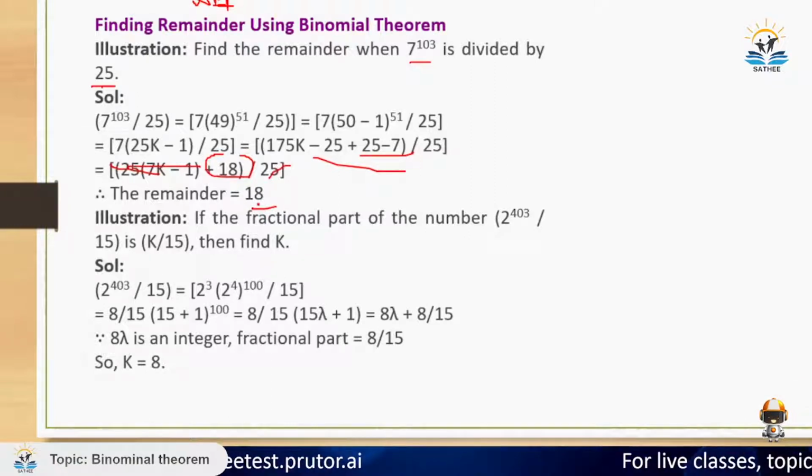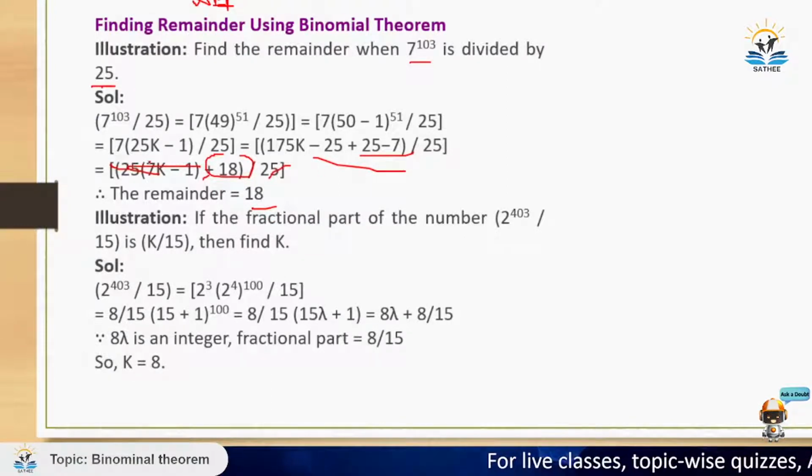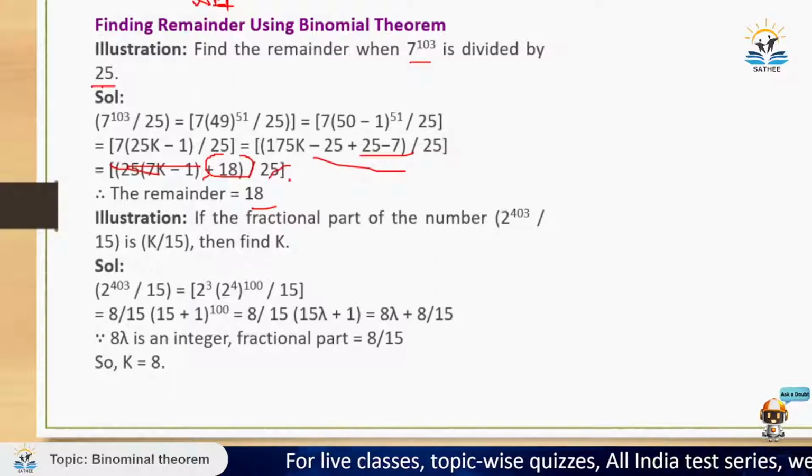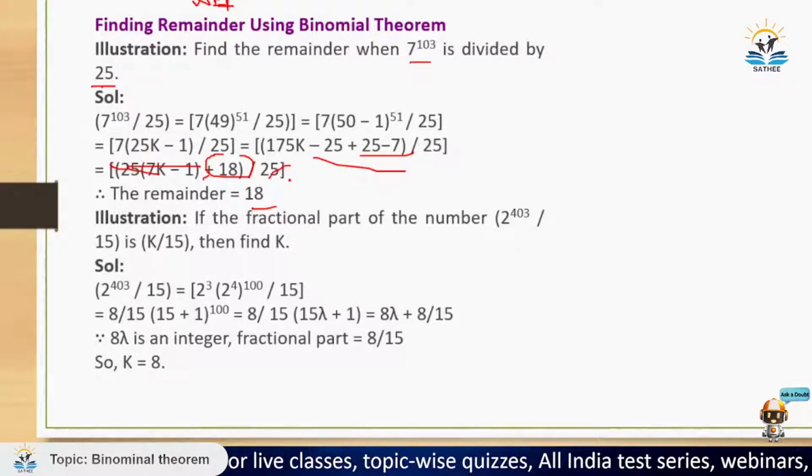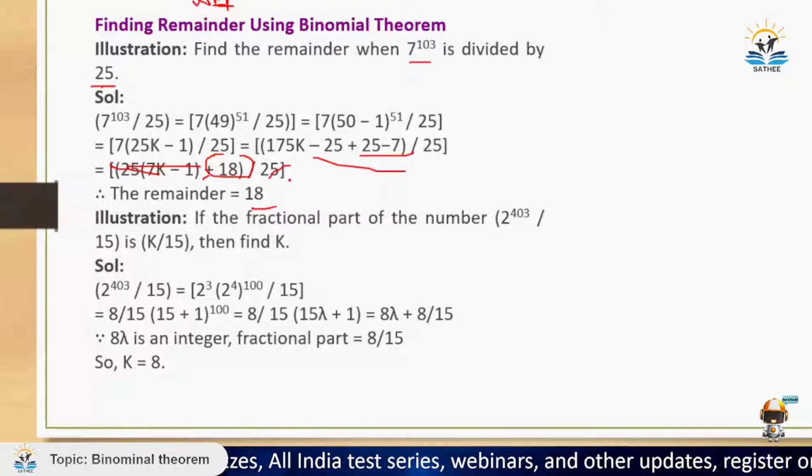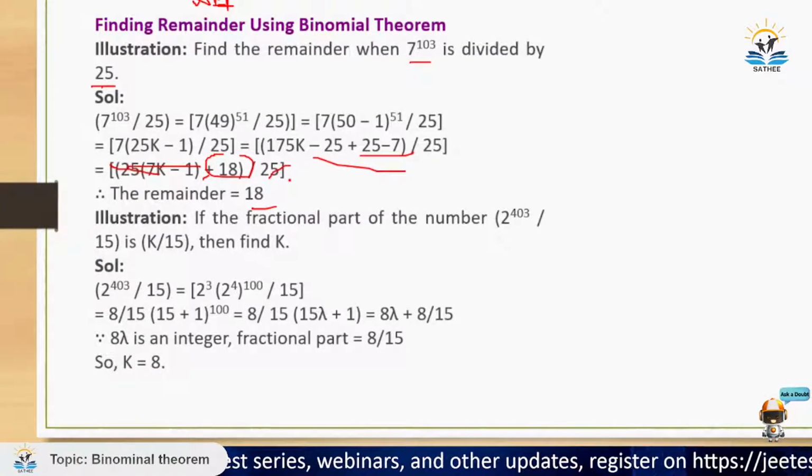And why did I do this? I did this because I needed something to be positive. If I do not do this, then I will get minus 7 by 25. And you know that whenever you get minus, you can't get the remainder. Let's say you divide 7 by 3, you get 3 into 2, 6, plus 1. So you can say that 1 is the remainder because you are getting plus 1. If you divide 5 by 3, then you will get 3 into 2, 6, minus 1. So basically you are getting minus 1.